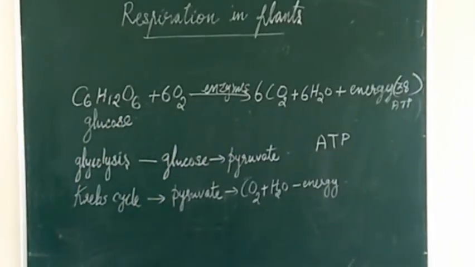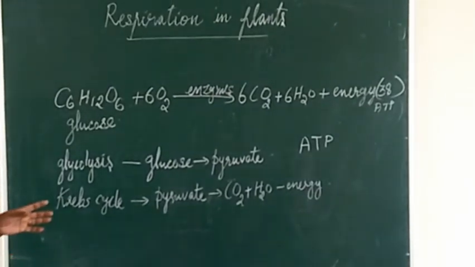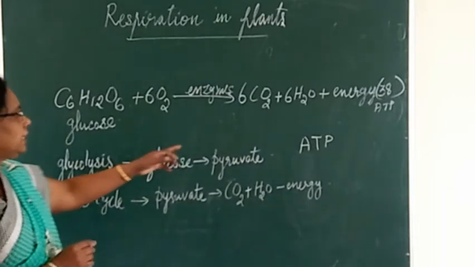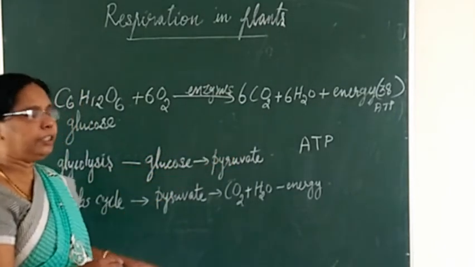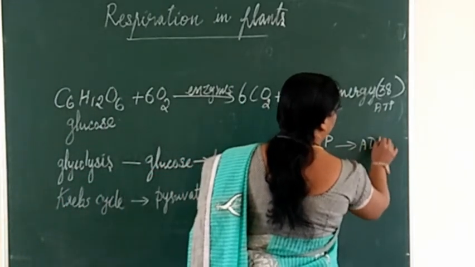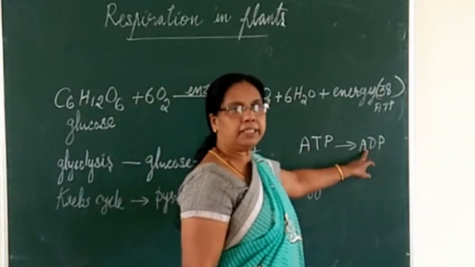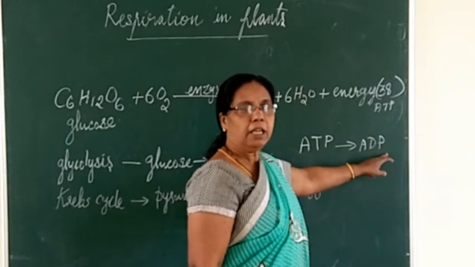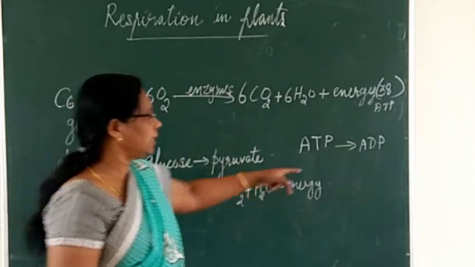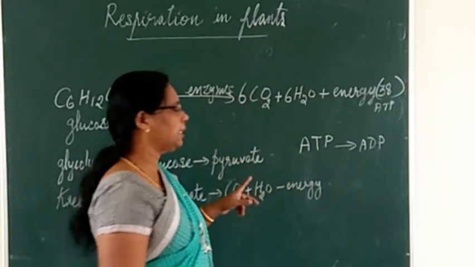And when energy in the form of ATP is used, this ATP will be converted into ADP. This is called adenosine diphosphate. Then again, as more and more energy is used, you can see this ADP again converting into ATP. We can represent it like this.